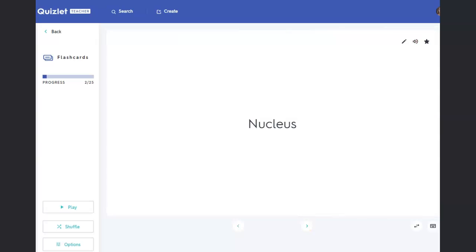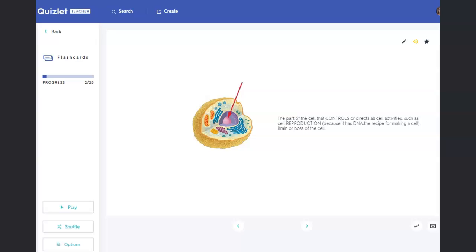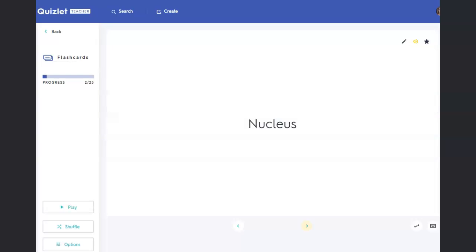Nucleus. The part of the cell that controls or directs all cell activities, such as cell reproduction, brain or boss of the cell.